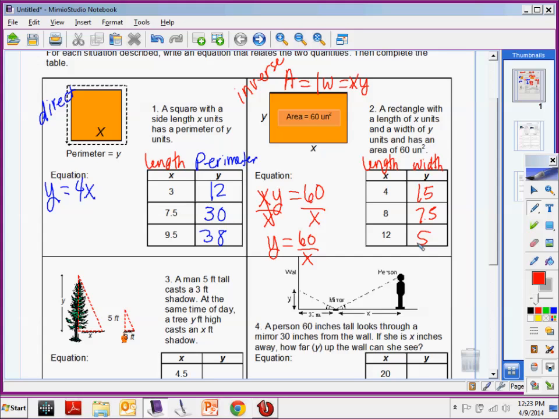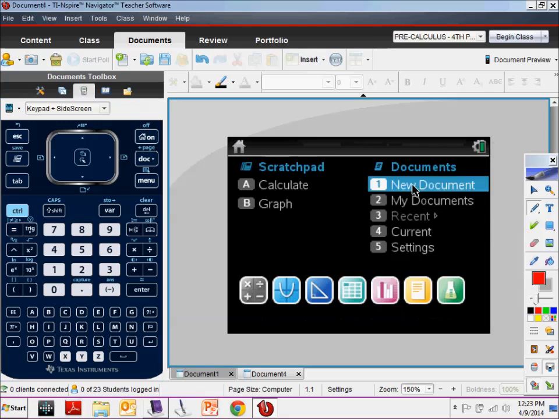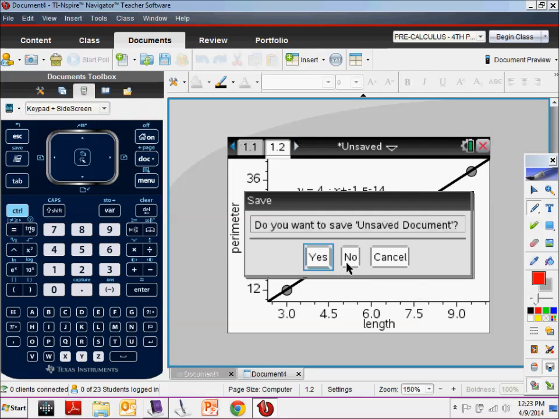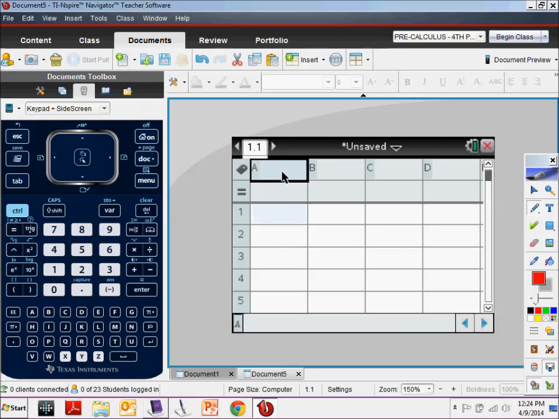We're going to do a new document. So go home, new document. Do I want to save? No. Miss, if I have a table, do we put width first? In all honesty, it doesn't matter, because when you get to the graph screen you choose what your x and y axes are. I'll put length and width. That's fine. I'll do it to follow you.